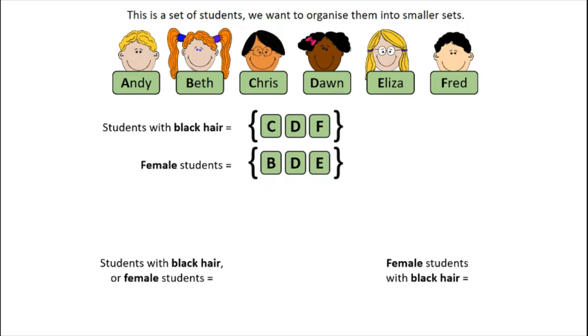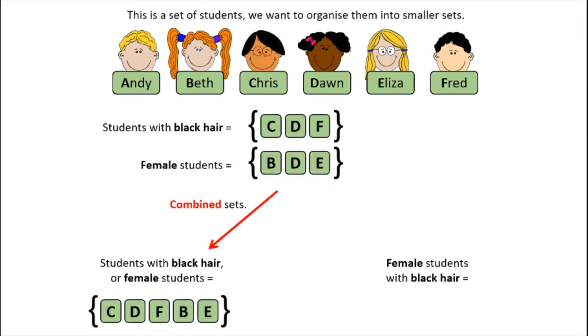Now, if I then wanted to sort them into other groups, such as students with black hair or being female, I could combine these and get C, D, F, B and E. So 5 out of the 6 students have either black hair or are female. One of the students, however, overlaps between the two because Dawn is both female and has black hair.